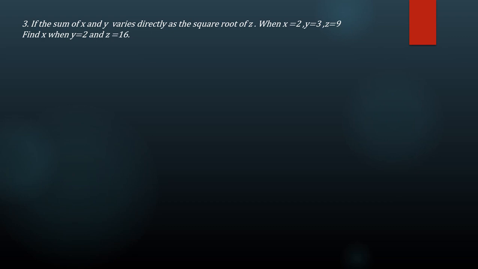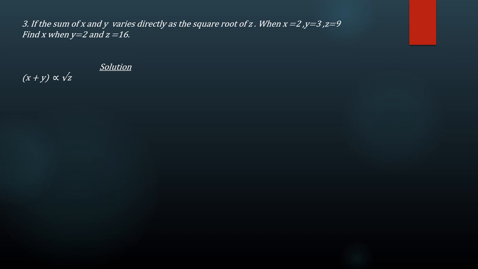Wow. So here we have it as the sum of x. So it is the sum here that varies directly as the square root of z. The sum of x means x plus y. So x plus y as a single value is varying directly as the square root of z. So we have it here as x plus y varies directly as the square root of z. Notice how it's been done here.